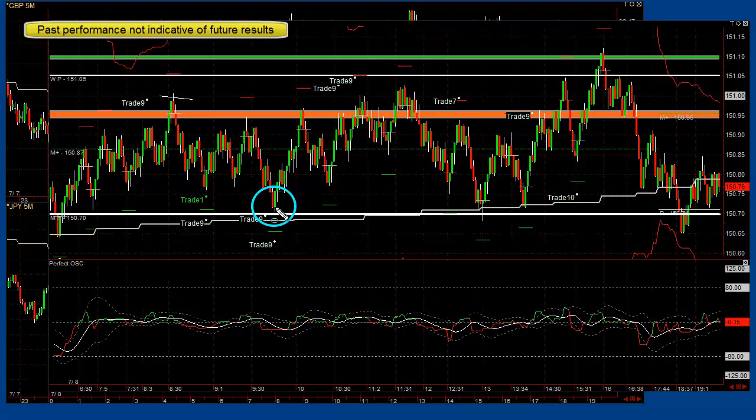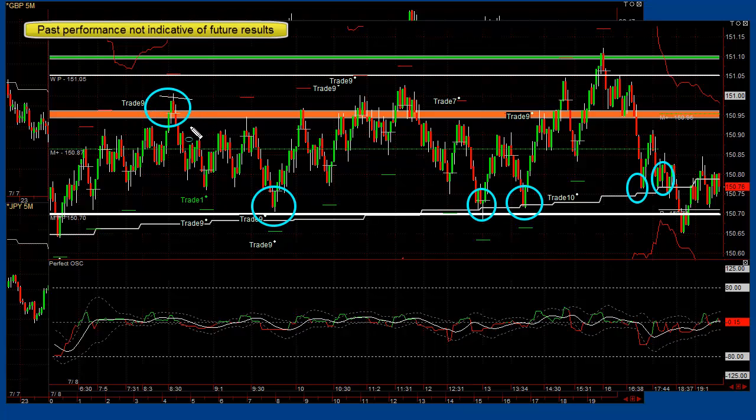This was acting as support, and then when it came down to that area again, 3 out of the 4 times you got a bounce. 1, 2, 3. This one failed. So anytime a support resistance area is hit, it's very likely to act as resistance the next time.